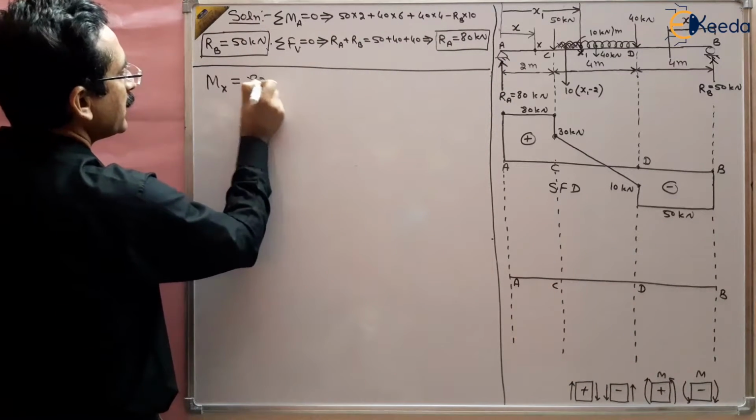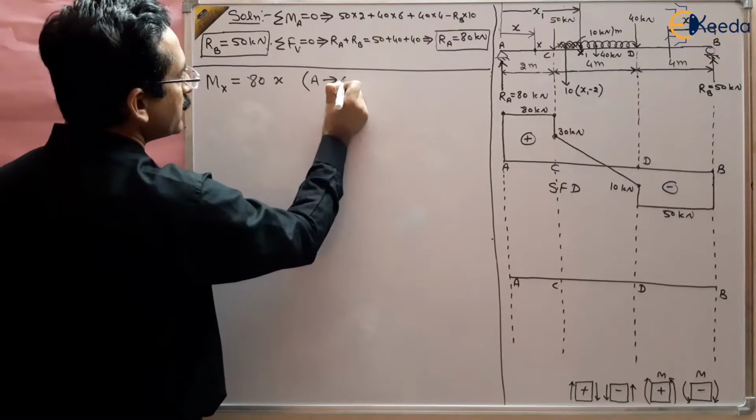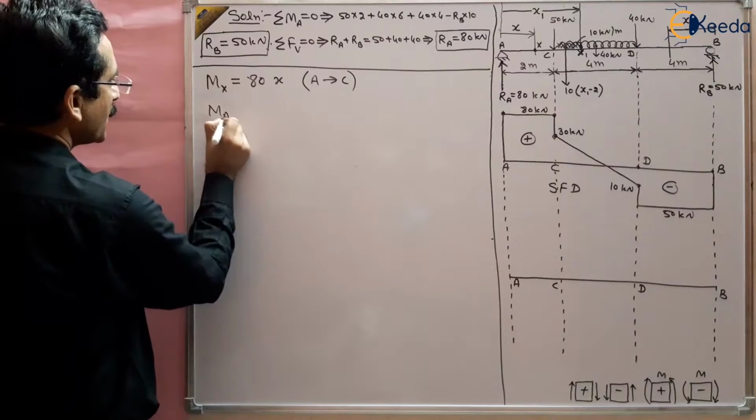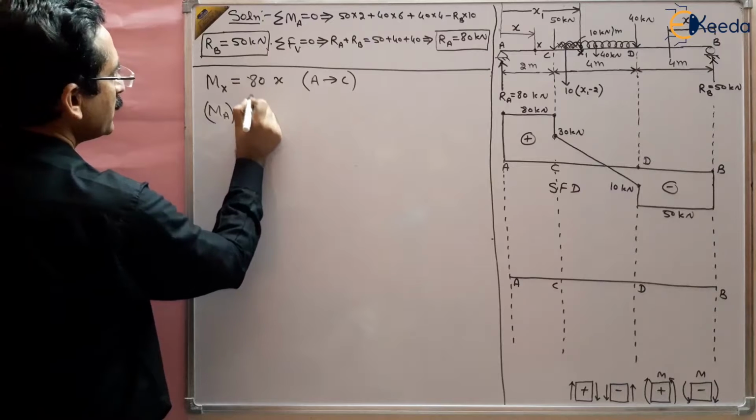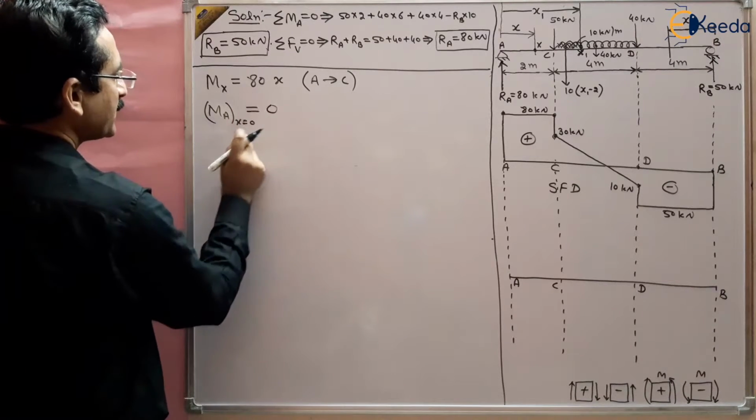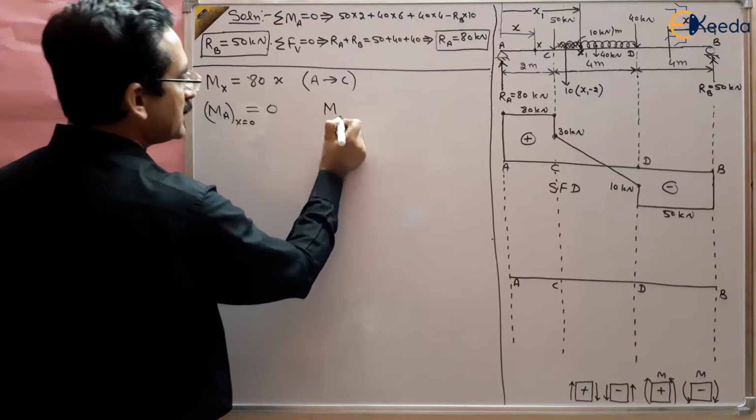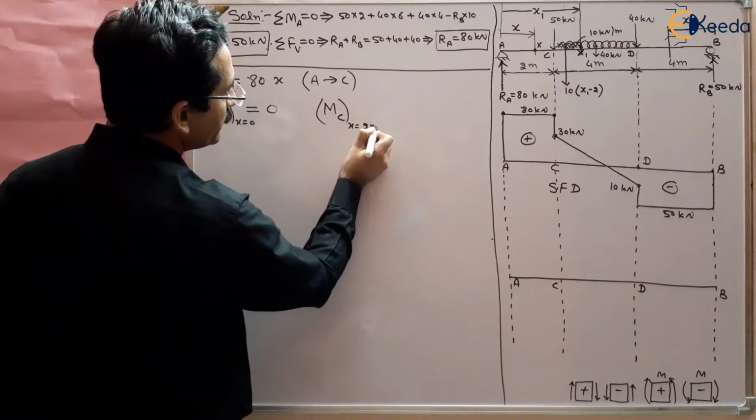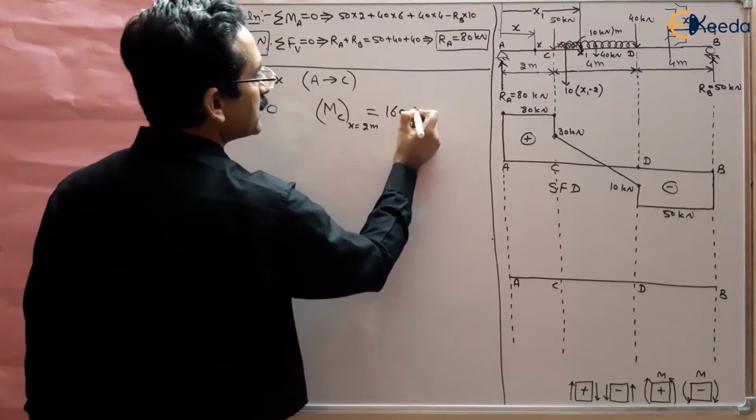So this is 80x and valid between A to C. And what is MA at a distance of X equal to 0? Put X equal to 0, linear variation is there, but Mx is 0. And what is MC, which is at a distance of X equal to 2 meters? Put 2 meters here, you will get 160 kilonewton meter.